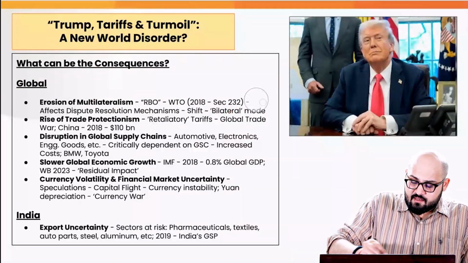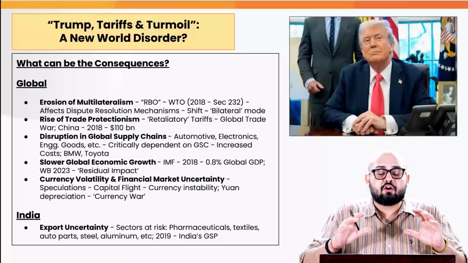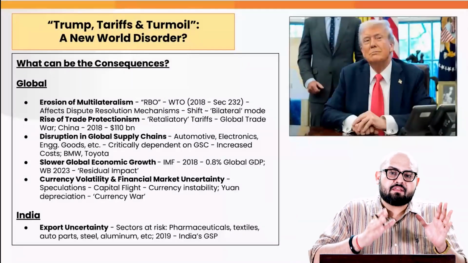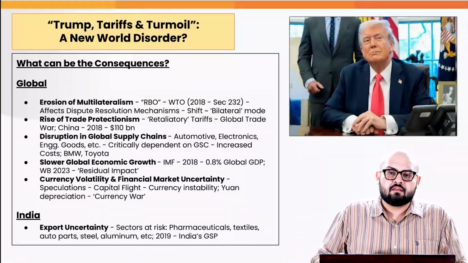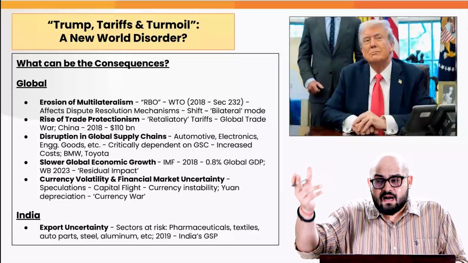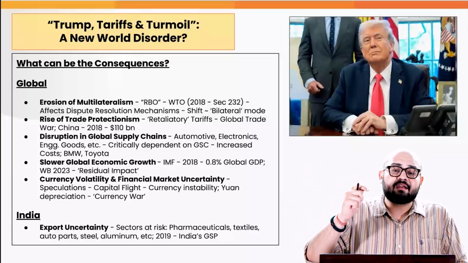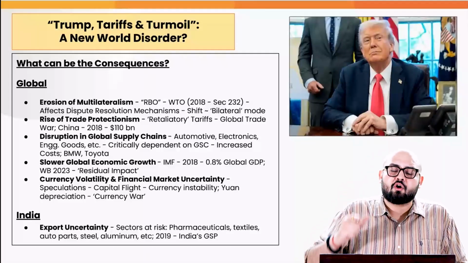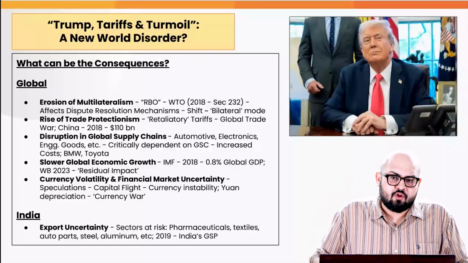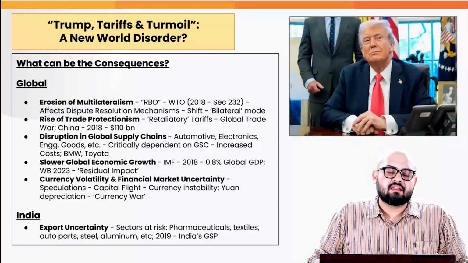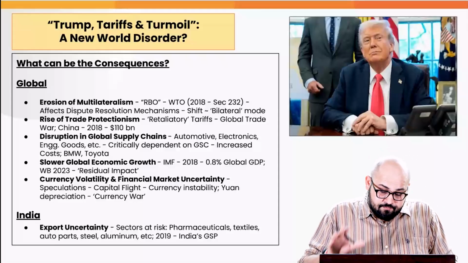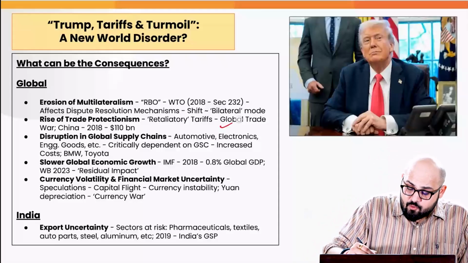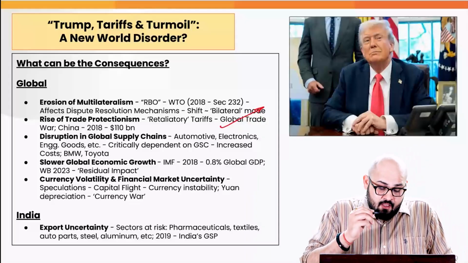Next is the rise of trade protectionism. This is what we are witnessing, right? What we call economic nationalism. If the US imposes tariffs on different countries, again, it is a natural fact that the other countries would also impose retaliatory tariffs, which even in today's article, China is talking about, which even the European Union is talking about, that we are also going to impose retaliatory tariffs on the US, right? Again, this can lead to a global trade war.